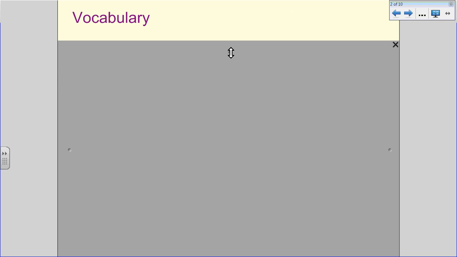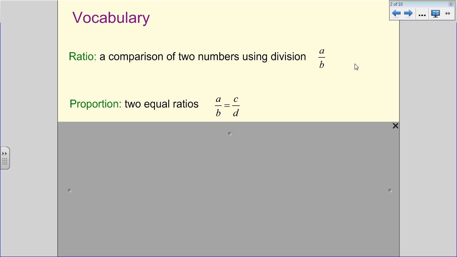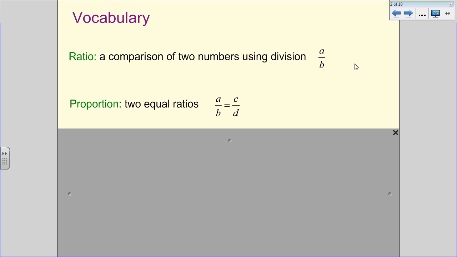All right, so here's our vocabulary. A ratio is a comparison of numbers using division. So we look at it as A over B. It's basically looking at fractions. And so then a proportion is two equal ratios. So you'd say A over B is equal to C over D. So we know that something like 2/4 is equal to 1/2. That's a proportion.